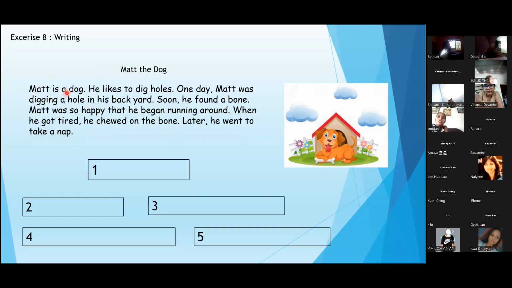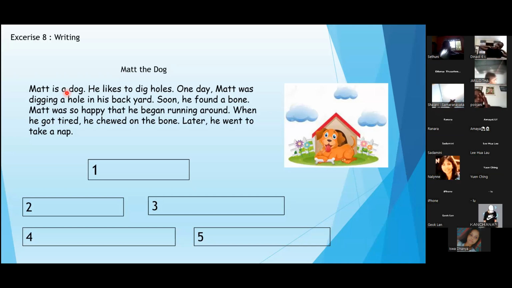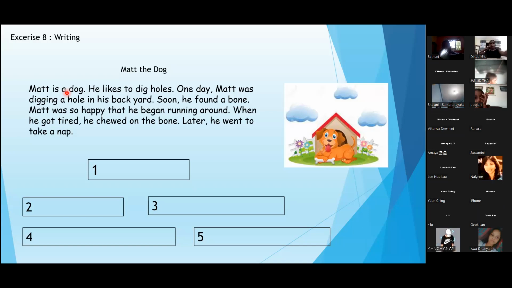Matt the dog. Matt is a dog. He likes to dig holes. One day, Matt was digging a hole in his backyard. Soon, he found a bone. Matt was so happy that he began running around. When he got tired, he chewed on the bone. Later, he went to take a nap.